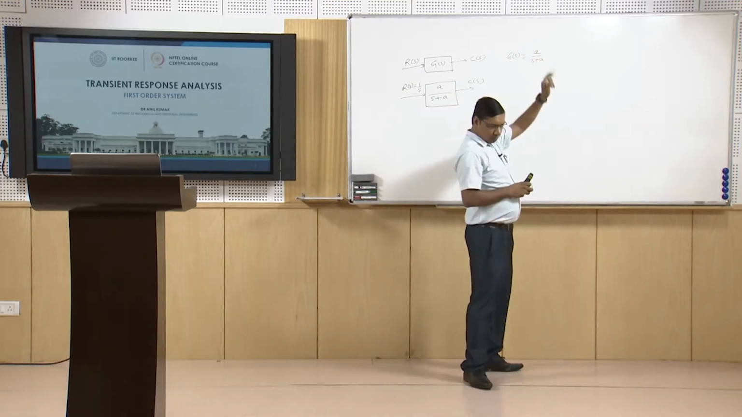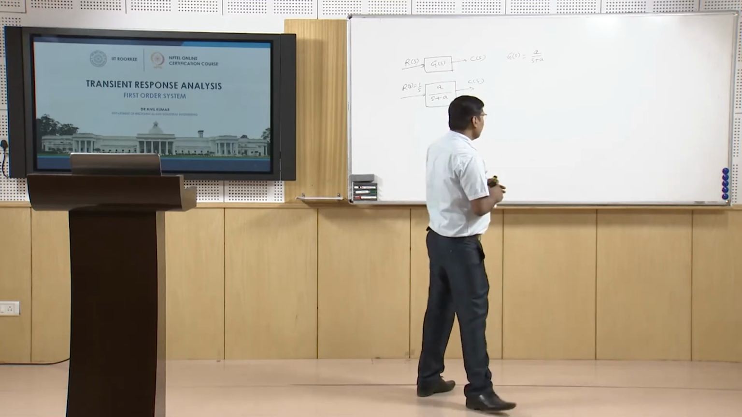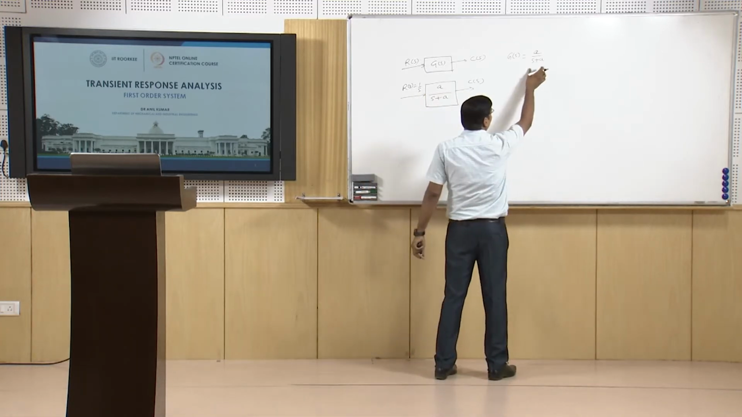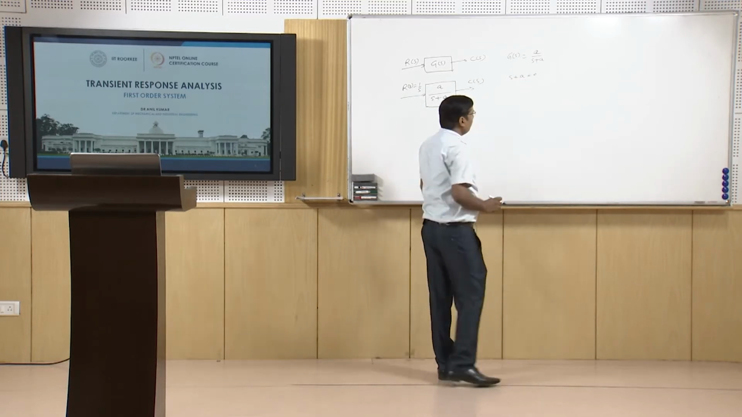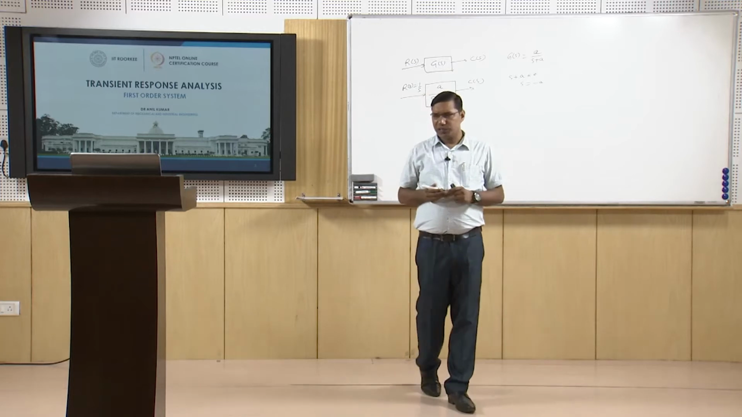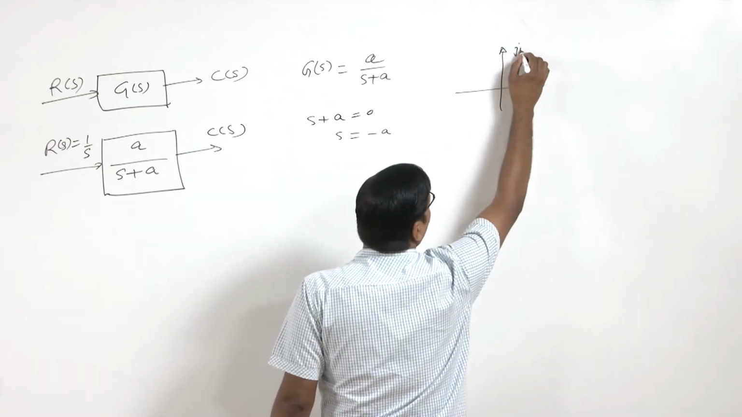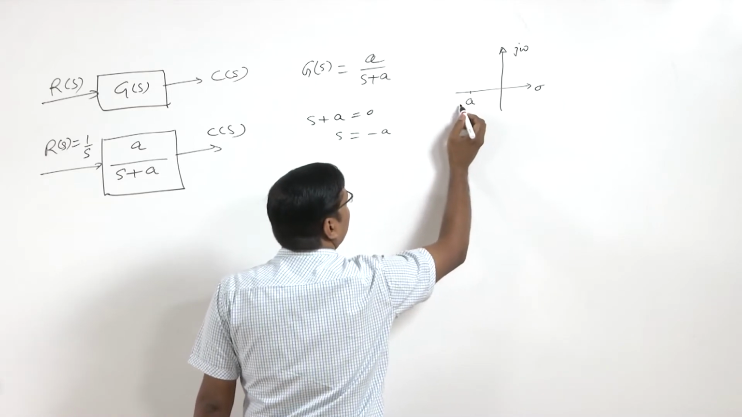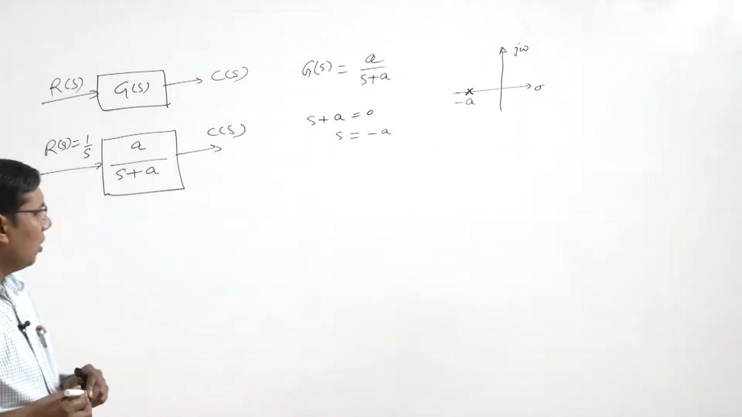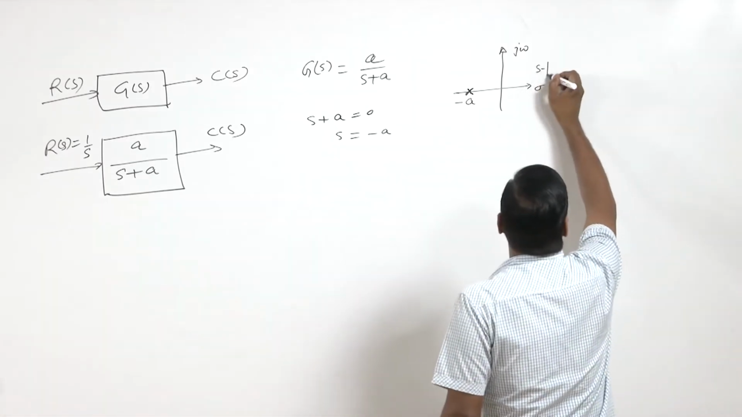Here we can also take some other value, not a but k or b, but it will only affect the amplitude of the forced and transient response. So let's find the pole. Here s plus a equal to 0, and so s equal to minus a. So this is the pole of this first order system, and if we plot it on the s plane, this is minus a and this is a pole, which we represent as a cross. So we represent the pole of a first order system on the s plane.